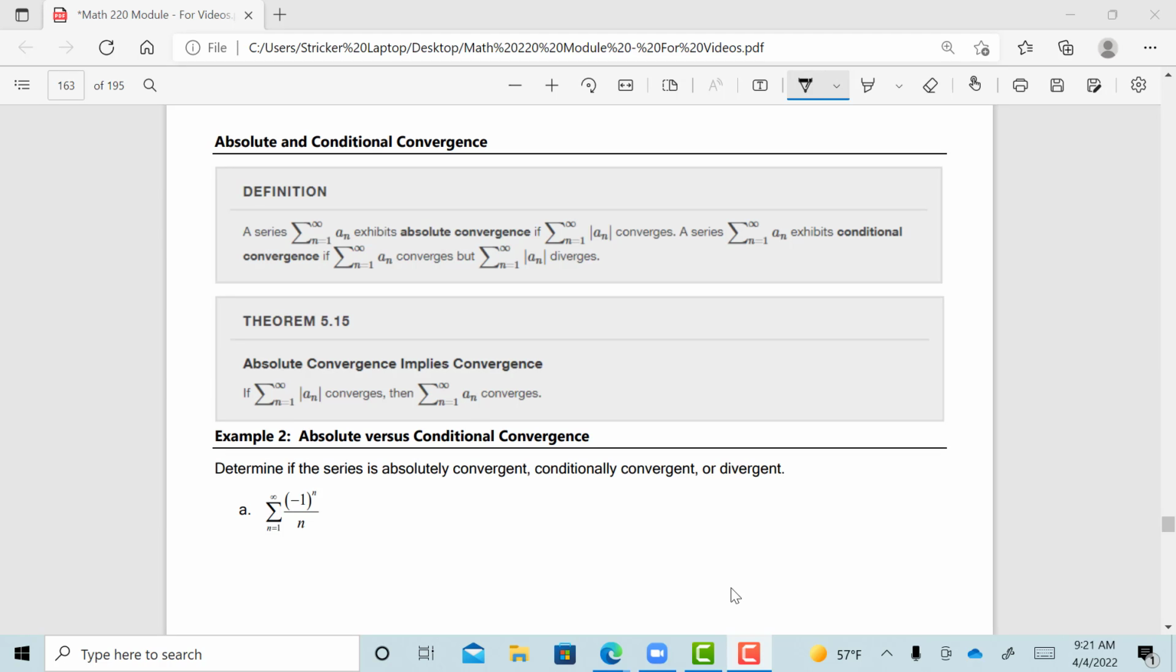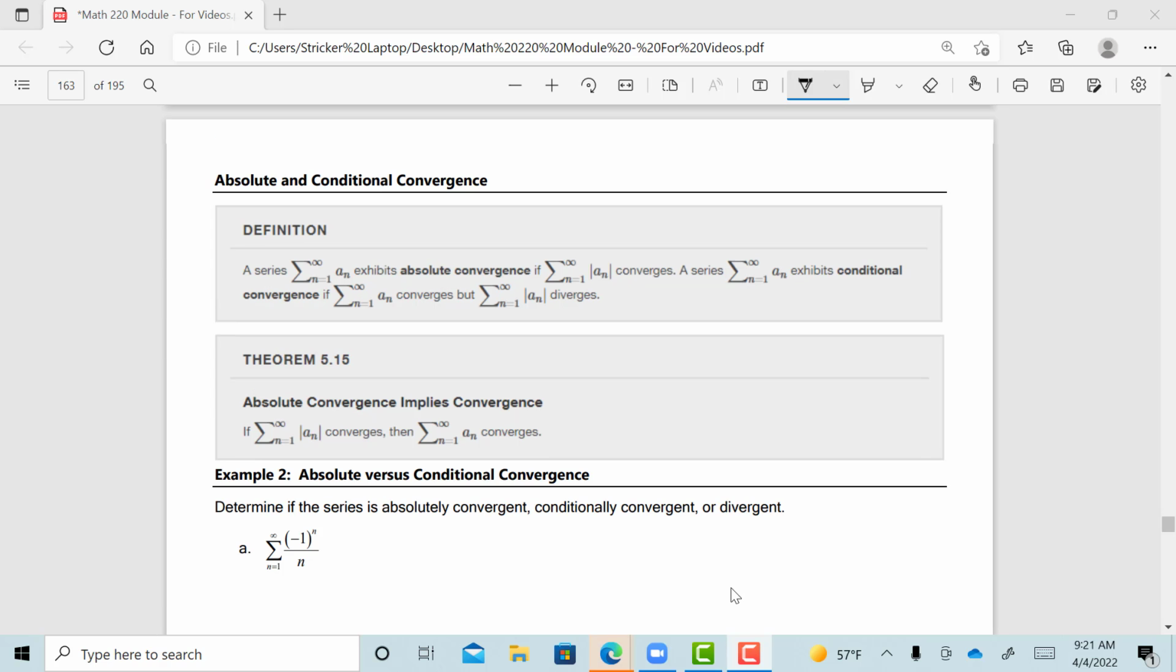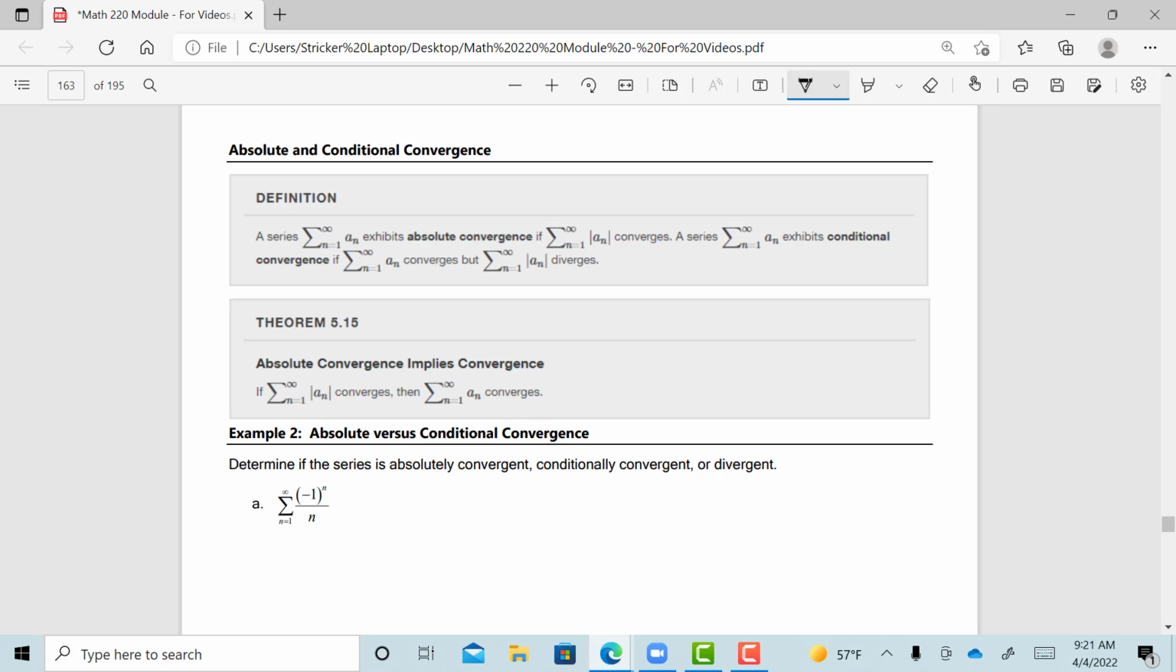Alright, welcome back. This is the second video for section 5.5, and we're going to introduce a couple of new definitions. The first one is the definition of absolute convergence. So we say that a series is absolutely convergent if we take the sum of the absolute value of its terms. So if the sum of the absolute value of a sub n converges, then the series absolutely converges.